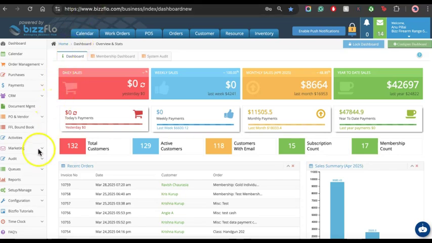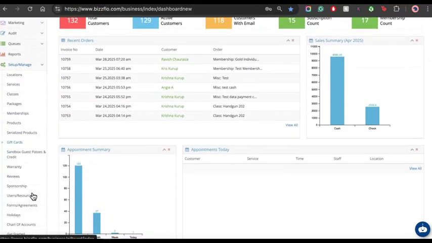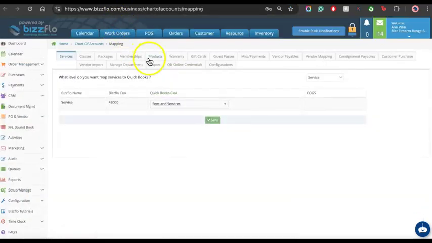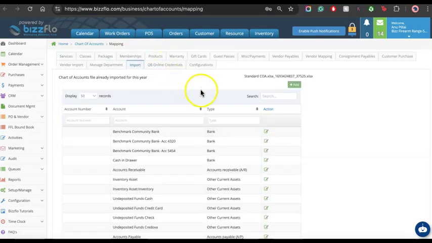Navigate to Setup, Manage Chart of Accounts. Open the Import tab, where your uploaded chart of accounts will be stored. Each service offered, appointments, private lessons, events, etc., should be mapped to the QuickBooks chart of accounts for accurate financial reporting. Mapping services. Go to the Service tab.